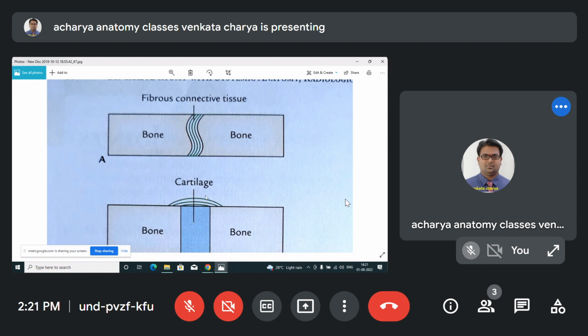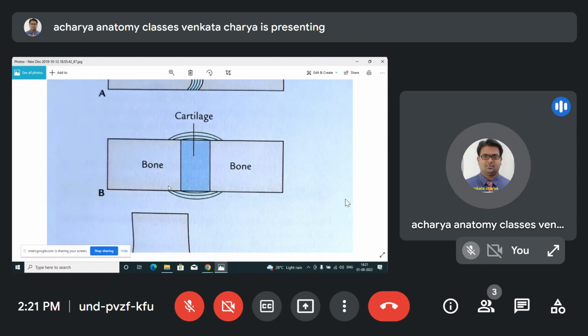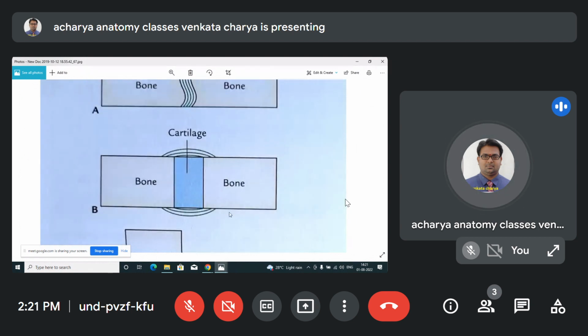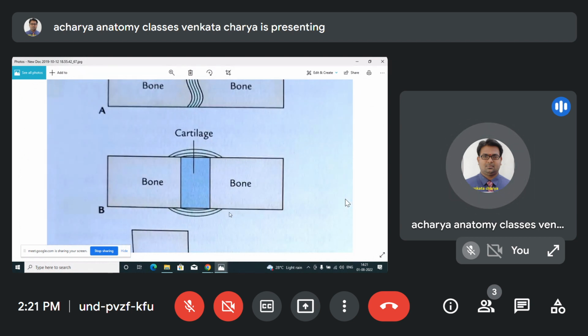Okay. Then the second type is the cartilaginous type, which means that in the joint between the 2 bones there is a presence of cartilage. So this type we call cartilaginous type joint.